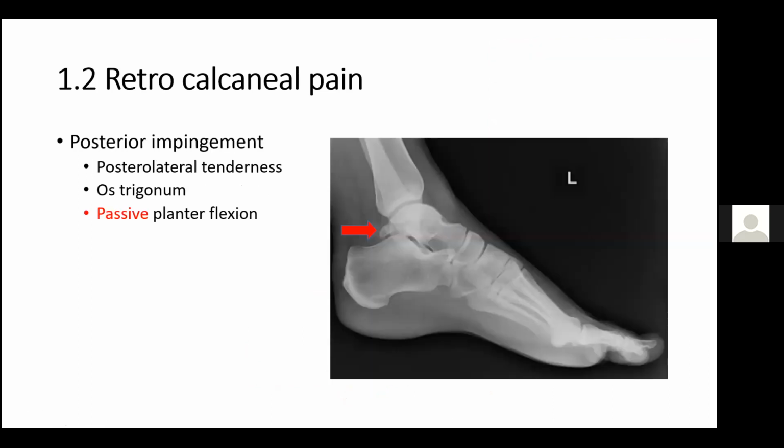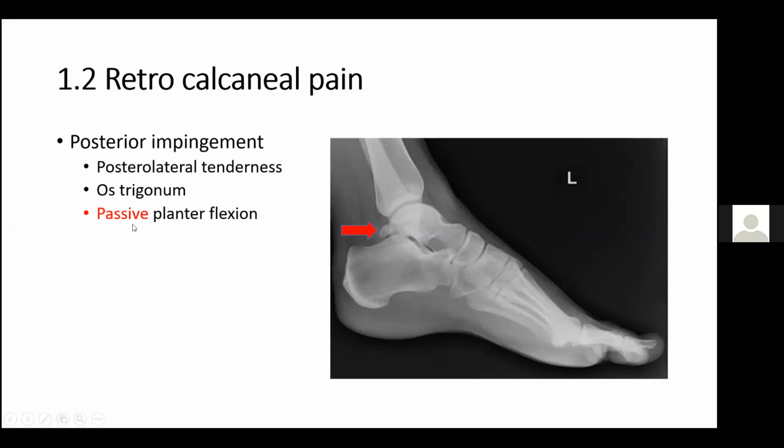Finally, posterior impingement, which is quite rare, but we have to always think of this in the differential diagnosis. There will be a posterolateral tenderness. There won't be any tenderness over the Achilles tendon. If you pass the Achilles tendon and poke your finger in, there will be tenderness. And if you go for extreme passive plantar flexion, that will cause impingement and cause pain.